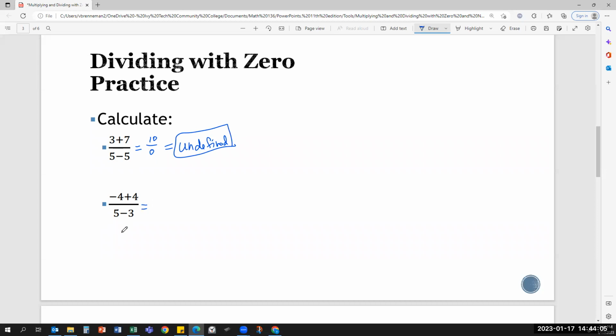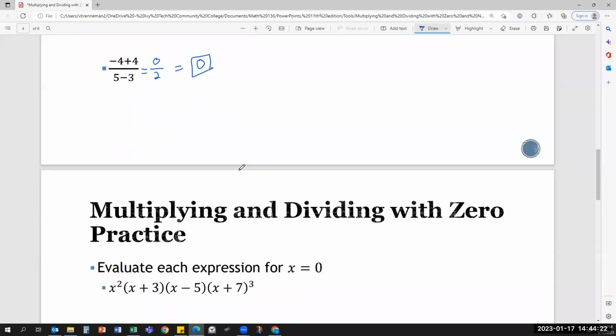Negative 4 plus 4 is 0. And at that point, it doesn't matter what's on the bottom. It does matter a little bit. If it's 0 divided by 0, it would be undefined. So at least make sure it's not 0, but 5 minus 3 is 2. 0 divided by anything is 0. So again, just a matter of remembering which is which of those.